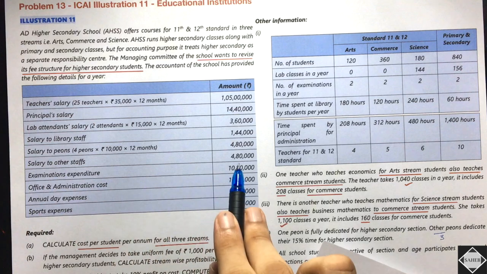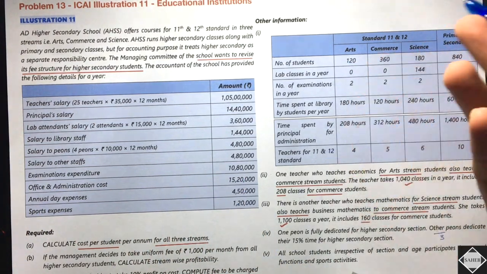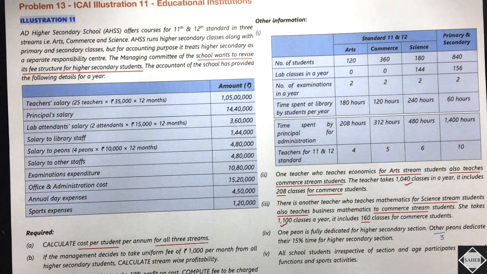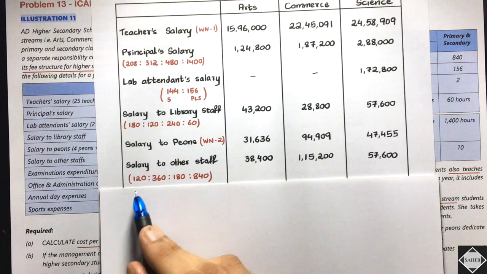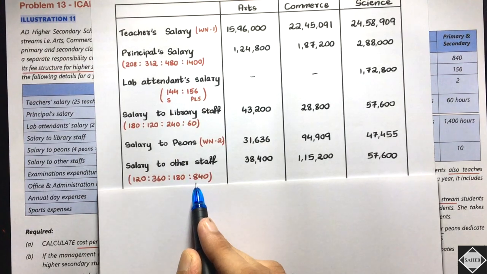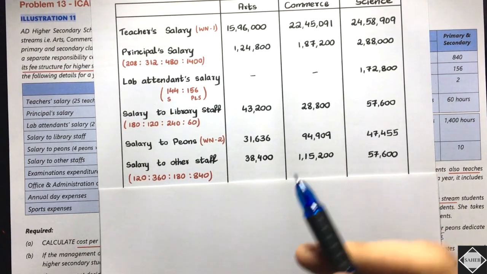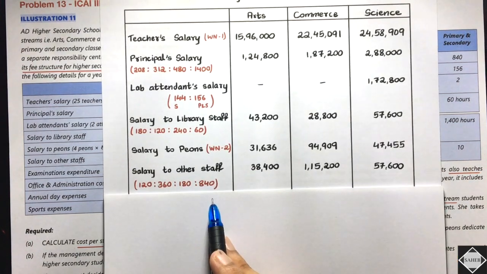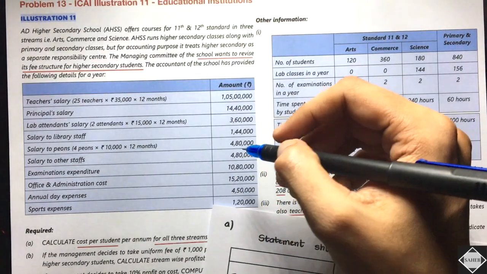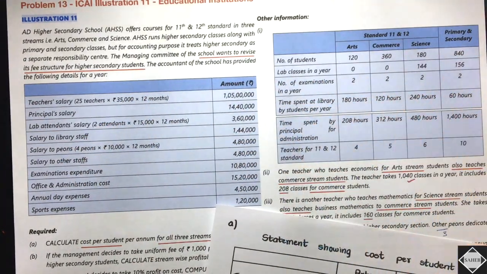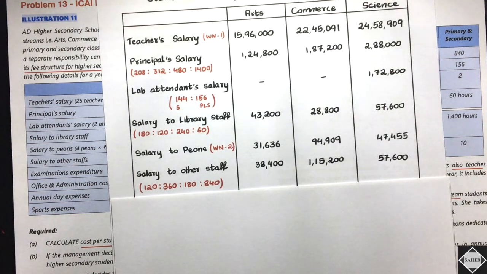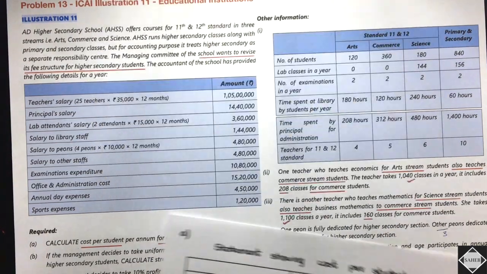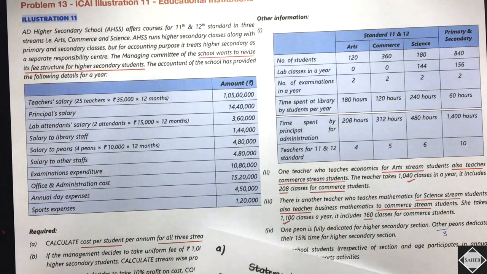Next, we have salary to other staff, 4,80,000. Now, have they said anything about other staff? No. So simply make use of number of students. Really simple. So see here, salary to other staff. 120 is to 360 is to 180 is to 840, right? Because here we have to take the full ratio as usual. Why? Because this is for the whole school. This figure 4,80,000 is of the whole school. That's why, if you do that, it's 38,400, 1,15,200, 57,600. You don't need to see the calculation right now; you know how to do that. It's really simple. Next, examination expenditure 10,80,000, right?